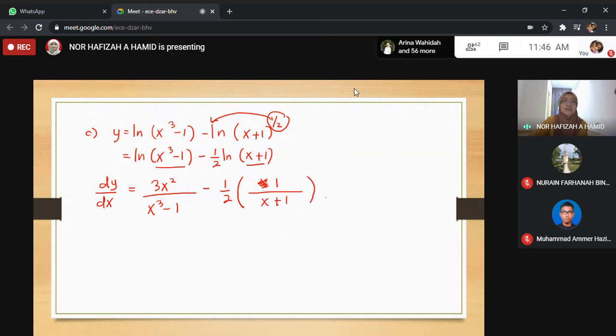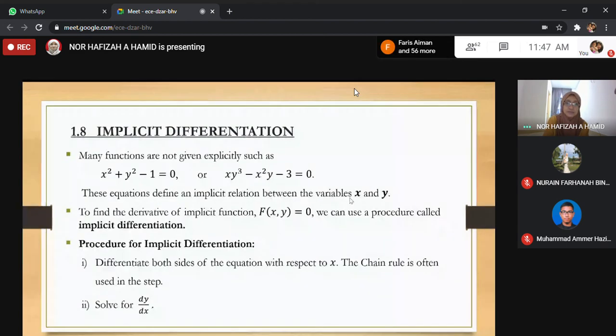Okay, so ni you punya answers. Or you nak multiply dengan 1 over 2 ni pun boleh. Ataupun you nak tinggal macam ni pun. Okay, so yang ini for C. And last for D. Okay, so kalau D, you have function fx. So the combination of exponent and function ln.